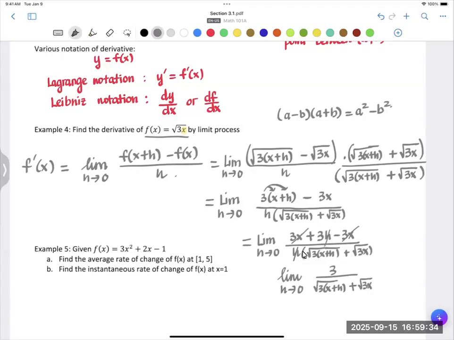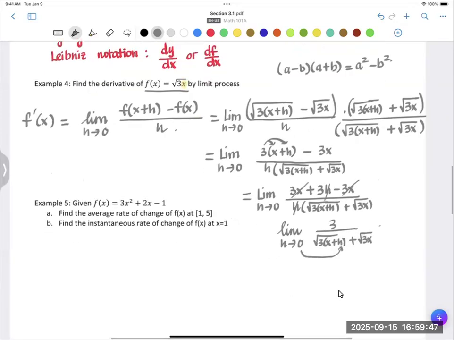Okay, so when the h in the denominator of the difference quotient is gone, you can put the h approaching 0 into this. So I will end up having 3 over square root of 3x plus square root of 3x. So that gives me 3 over 2 square root of 3x. So that's going to be my derivative of the function f of x equals square root of 3x.